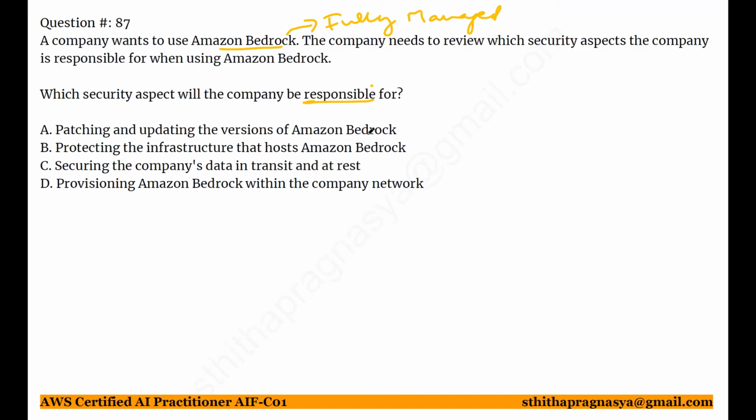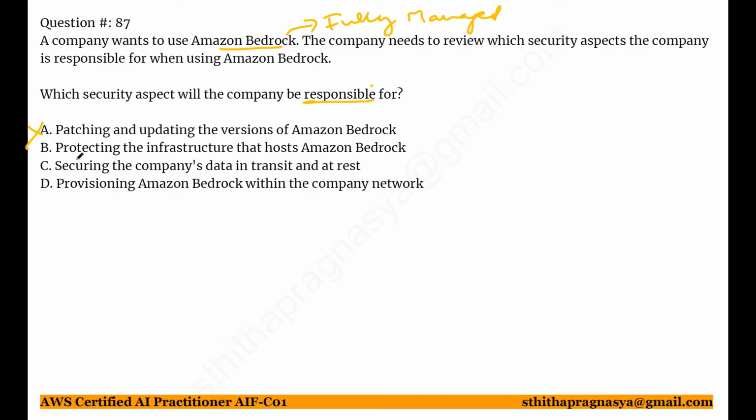Patching and updating the versions of Bedrock. What do you think? Bedrock is fully managed, which means AWS is responsible for patching and maintaining the underlying infrastructure, including service versions. The company does not need to handle updates for Bedrock itself. So this is incorrect, as this is AWS's responsibility under the shared responsibility model. If you are not aware of what the shared responsibility model is, then I would suggest you first write the CLF, the Cloud Practitioner exam, because that covers it extensively and I have explained it a million times in there.